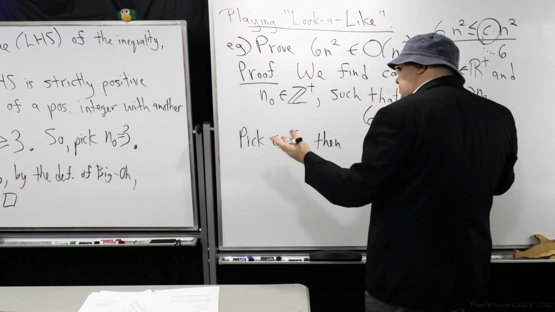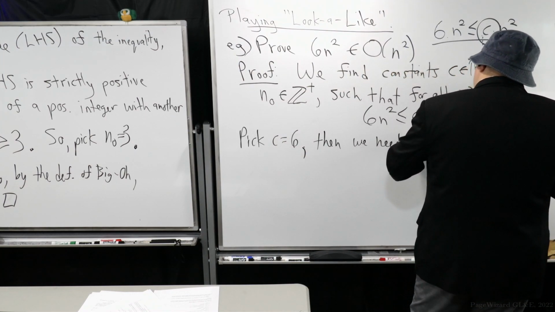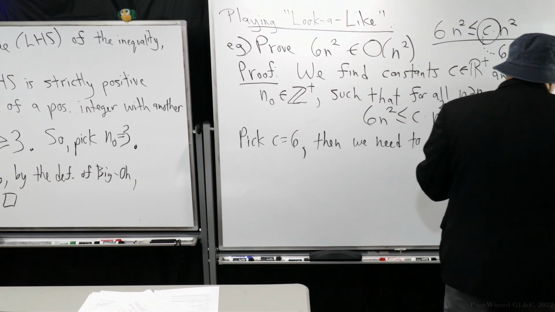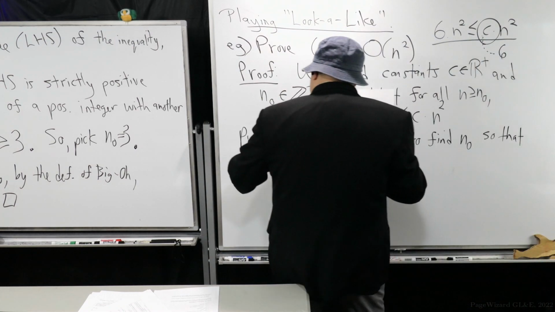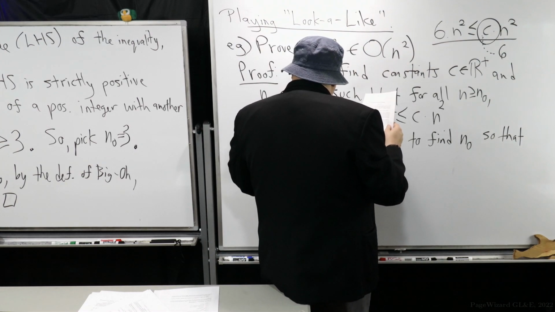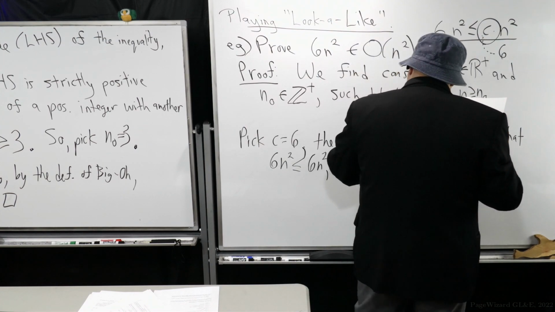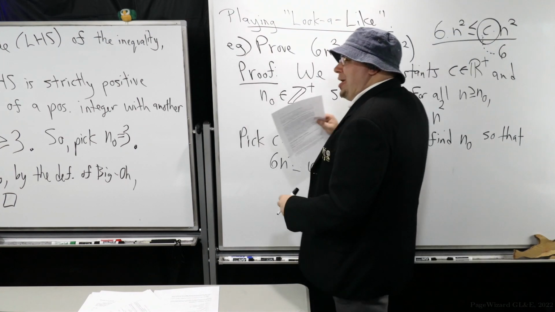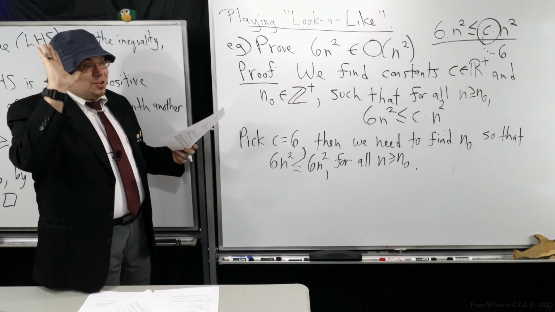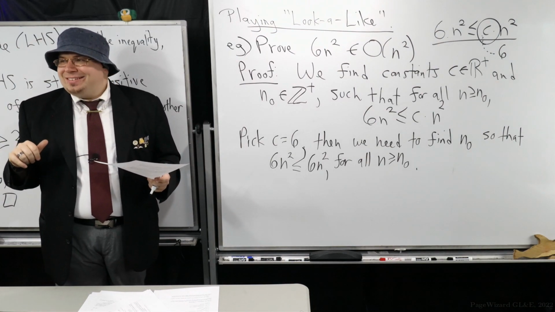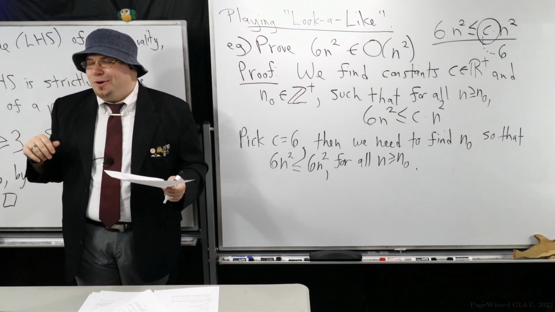Then we're going to find n0, right? Then we need to find n0 so that 6n squared is less than or equal to 6n squared for all n greater or equal to n0. I know it looks very obvious, right? At this stage, we're basically done, right? But I have to tell you, just saying it's obvious isn't an argument, right? That is you deflecting the responsibility of explaining to somebody why something is actually true.